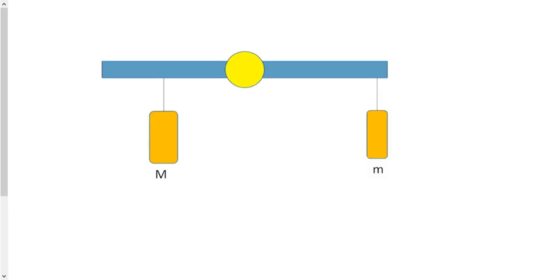Okay, next question. What if I have a system with two different masses on it, and they're located at two different distances? Let's call this one r1 and this one here r2. And when will this thing be in equilibrium? Well, it'll be in equilibrium when the torque going in this direction, this is positive torque, is equal to the torque going in this direction here.